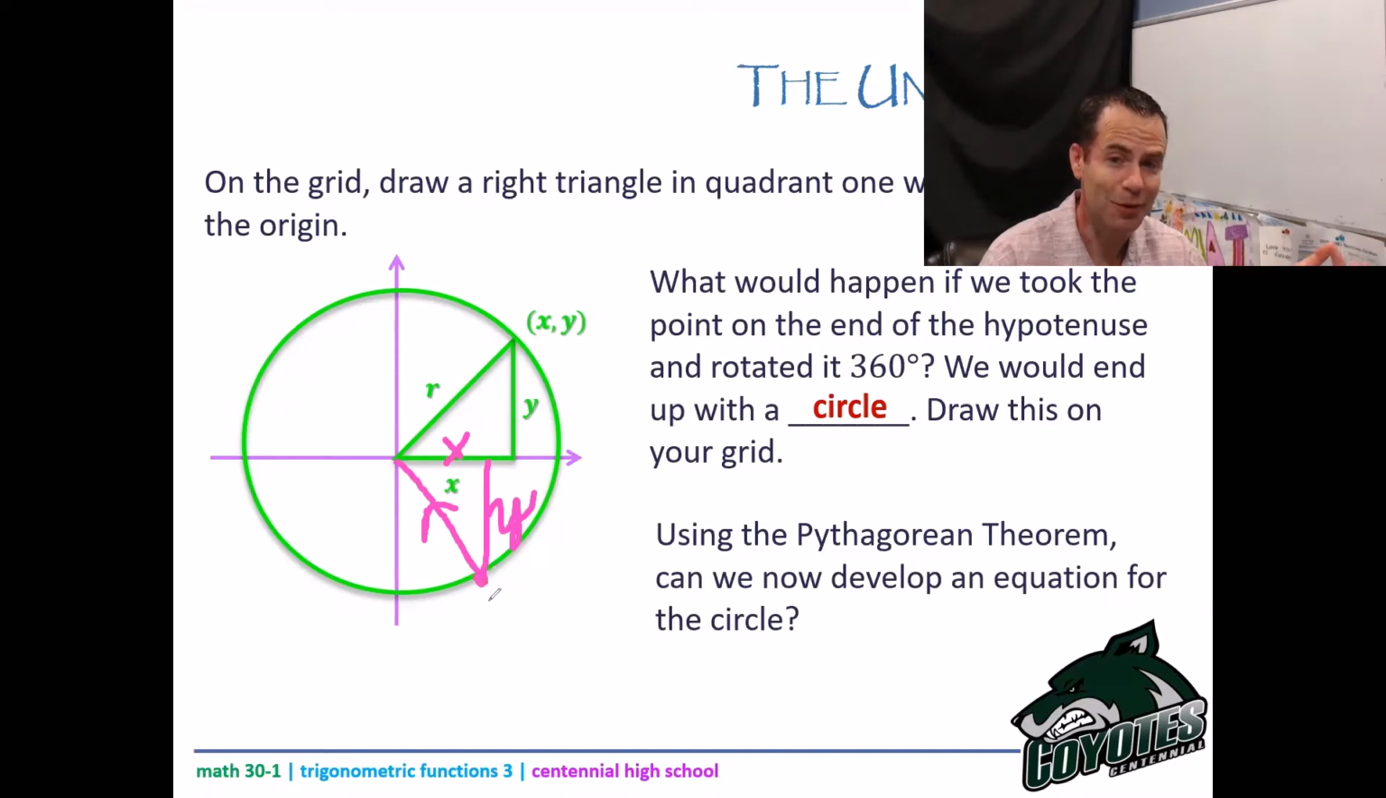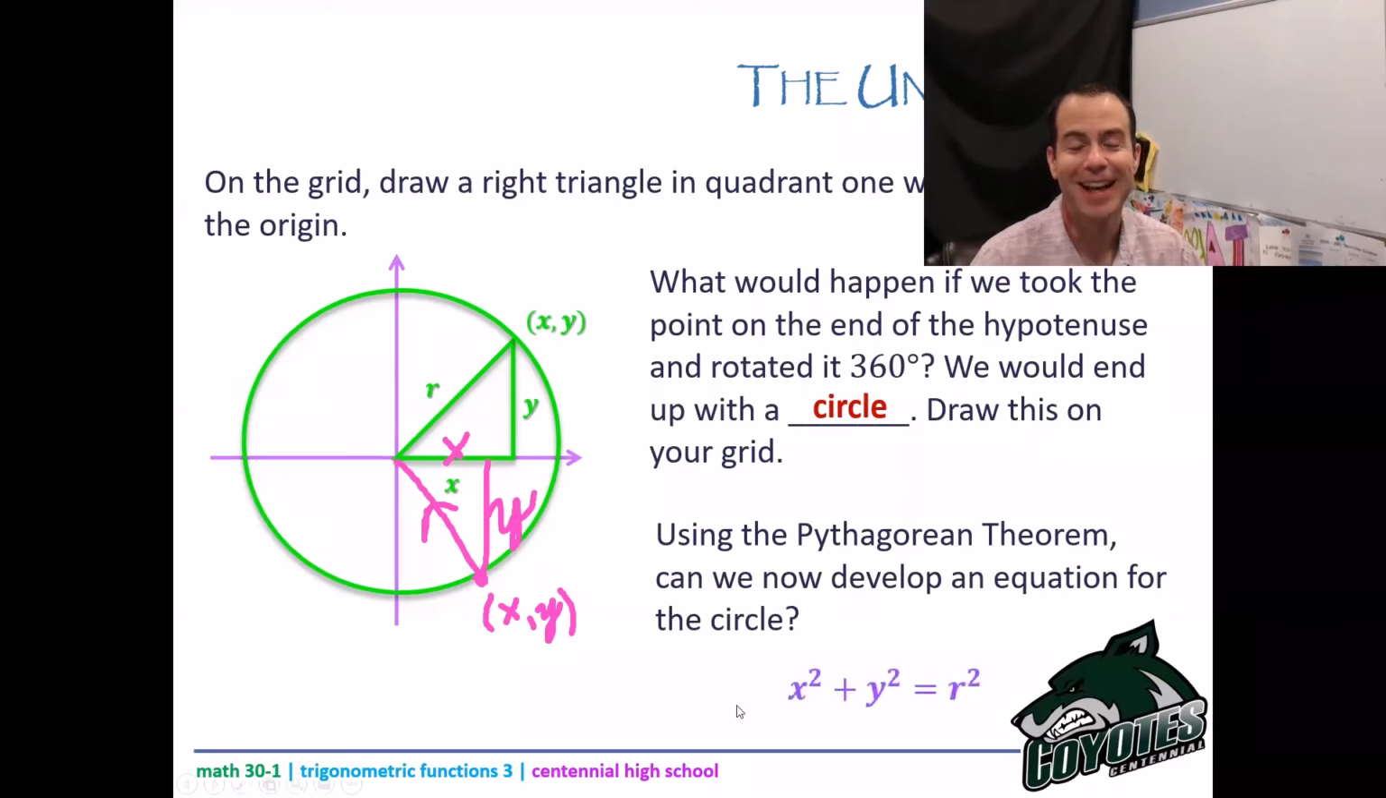I want to say that one more time too. That's still a point out here, whatever x comma y is, right? And so x comma y can represent any point on the outer edge of that circle. But at any point on the outer edge of that circle, I have a Pythagorean relationship where I can have a triangle and say x squared plus y squared equals r squared. So guess what? x squared plus y squared equals r squared is actually the equation of a circle.